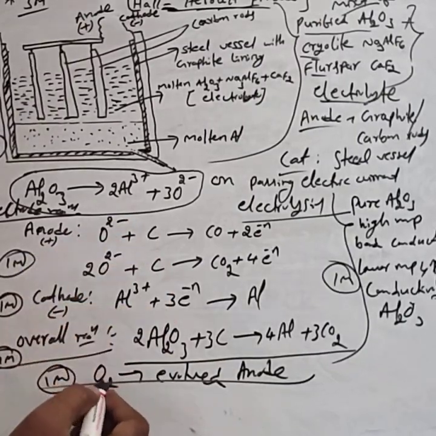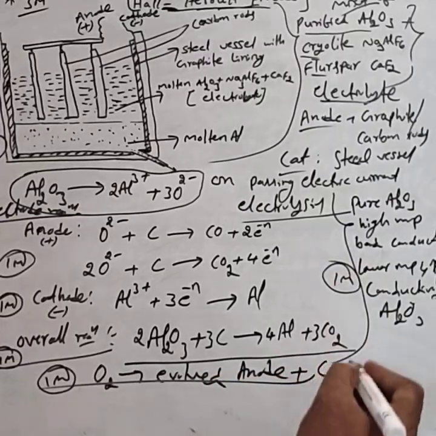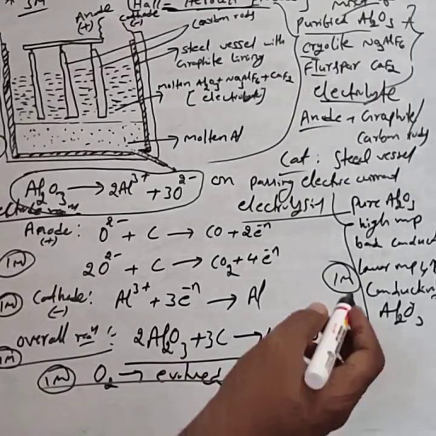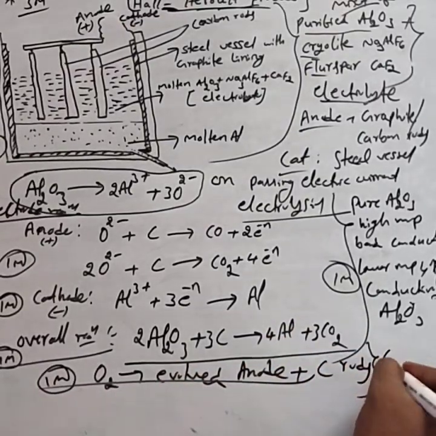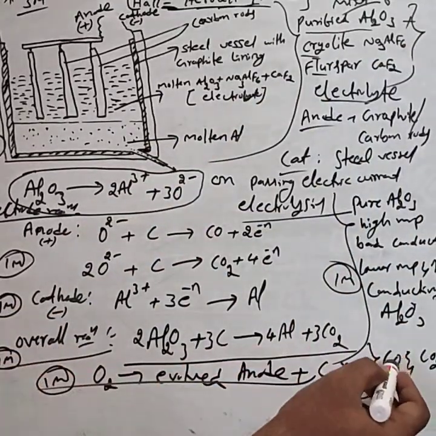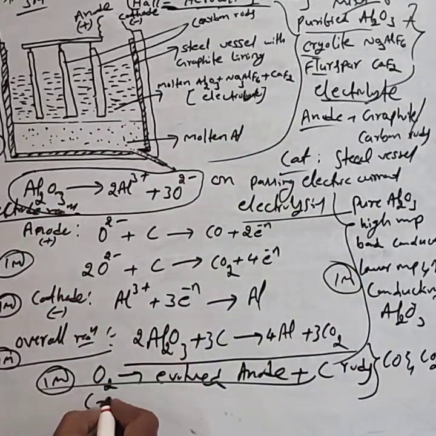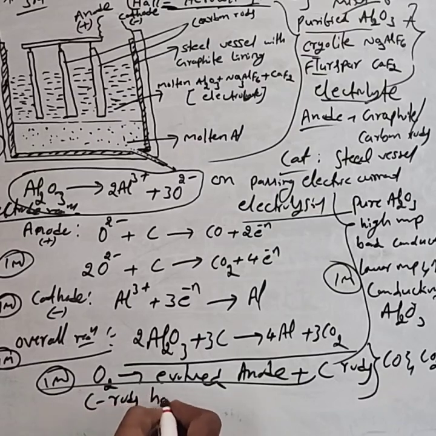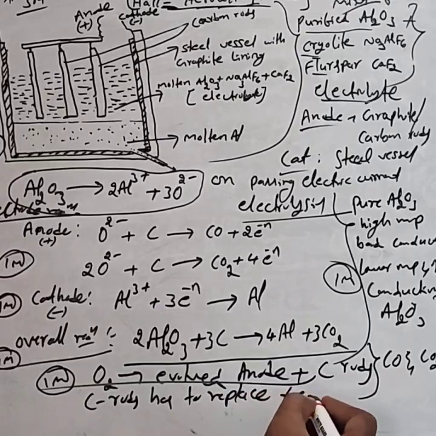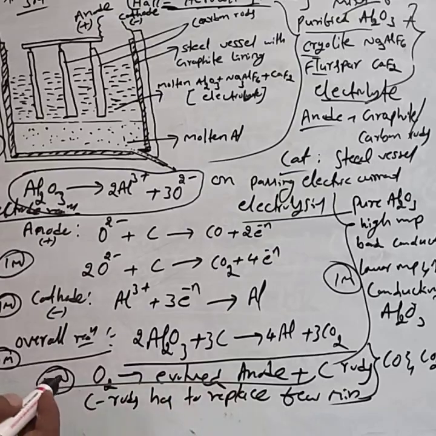The evolved oxygen gas at the anode combines with carbon rods. The liberated oxygen combines with carbon rods and forms carbon monoxide and carbon dioxide. Hence, carbon rods have to be replaced every few minutes. This is our question. This question is also for 1 mark.